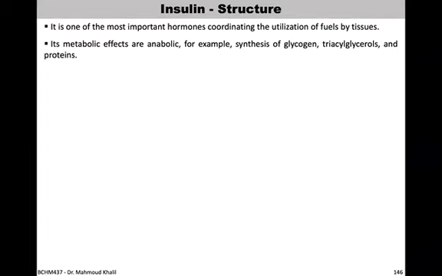So let's talk about insulin, one of the major hormones secreted by the beta cells of the pancreas. It is one of the most important hormones that coordinates the utilization of fuels by tissues. Its metabolic effects are mainly anabolic, for example the synthesis of glycogen, triglycerides, and proteins.